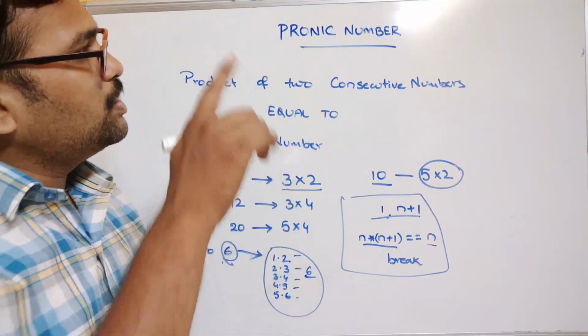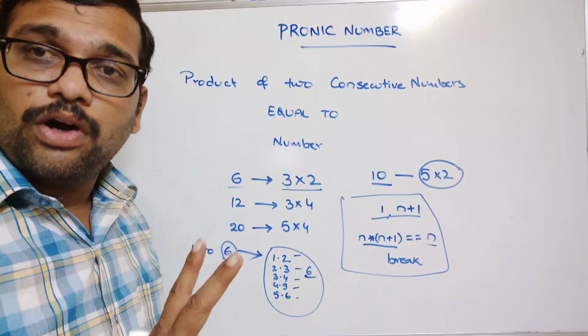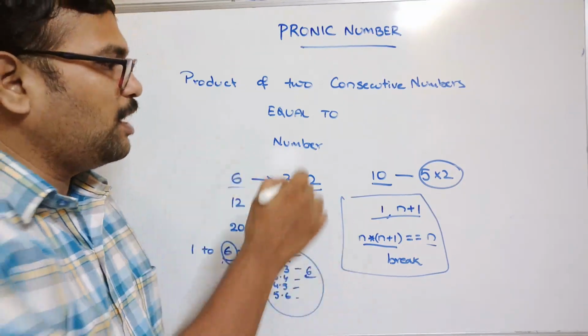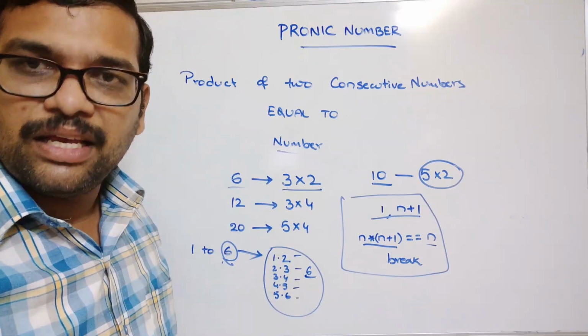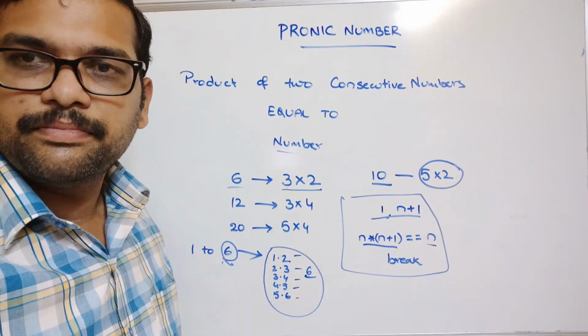So hope you understood about this Pronic number. If the product of two consecutive numbers is equal to that particular number, then we can call that number a Pronic number. So now we'll see the implementation part on the system.